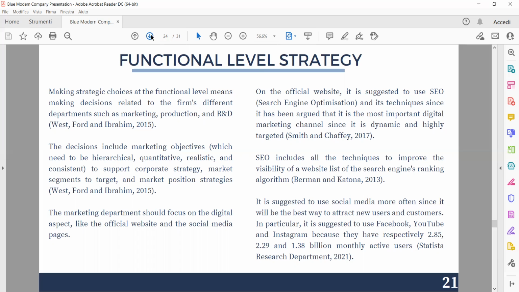Regarding social media, we suggest using them more often since it would be the best way to attract new users and customers. In particular, we suggest using Facebook, YouTube, and Instagram because they have respectively 2.85, 2.29, and 1.38 billion monthly active users. However, the situation is totally different in China. In fact, the most popular social media in China are WeChat, Sina Weibo, and Xiaohongshu. Therefore, 2 different approaches need to be used.